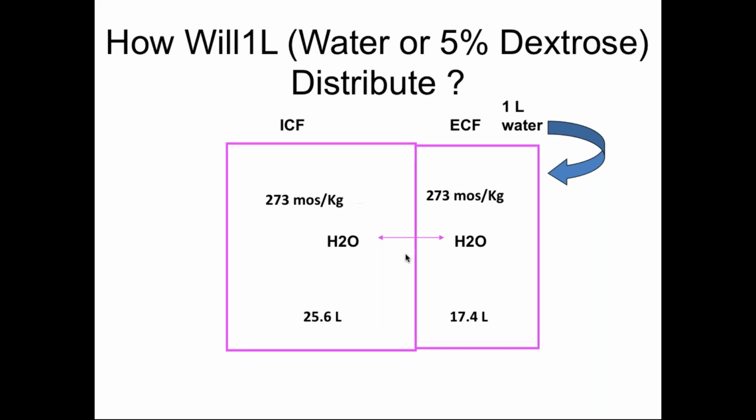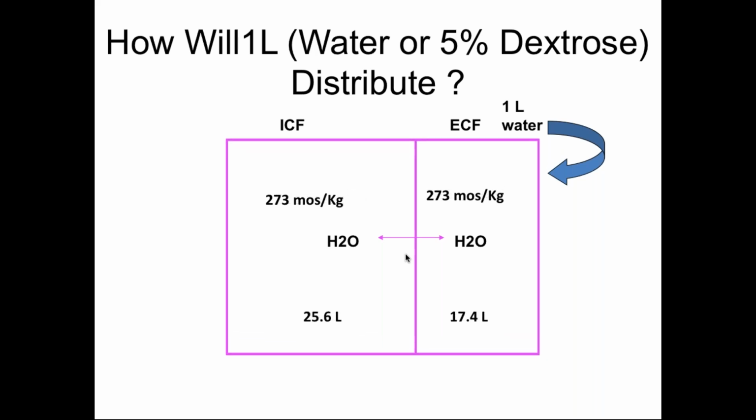So when that goes into the body, that water will distribute like the rest of the water, and 60% of that will go inside the cell. And so now it will be 25.6 liters, and 40% will be in the extracellular fluid compartment, and it will become 17.4 liters. And the osmolarity, which was 280, will get diluted to about 273, because that water is now distributed across and it is diluting both the intracellular compartment as well as the extracellular compartment. And so this is how plain water or D5 will distribute.